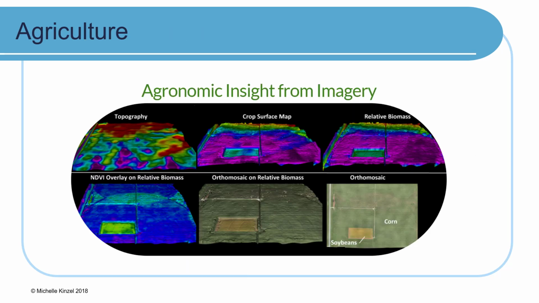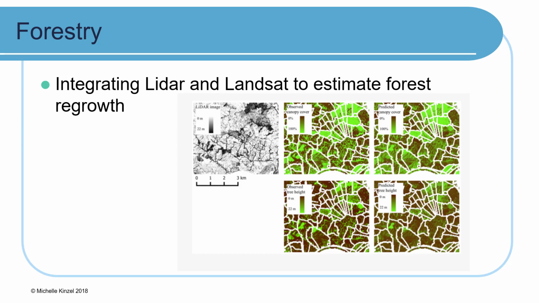Here is agronomic insight from imagery, comparing topography, crop surface map, a relative biomass, and then an NDVI, which is a greenness overlay on that biomass, an orthomosaic on the biomass, and then finally a map output, which is representing the model. It's possible to integrate LiDAR and Landsat to estimate forest regrowth. So this is showing a successional series of observed versus predicted canopy cover measured in percents.